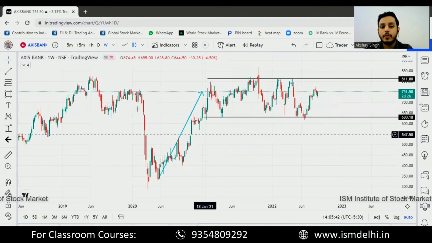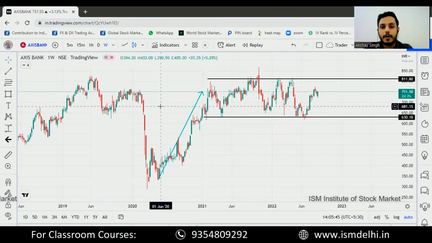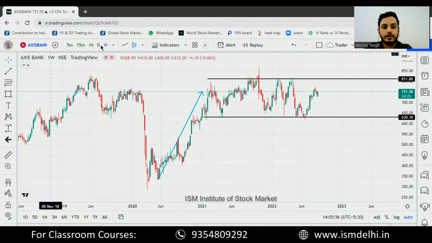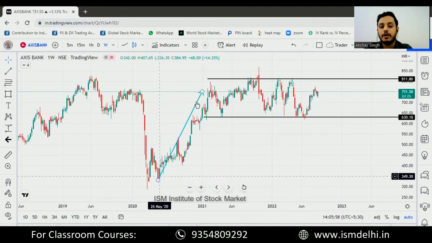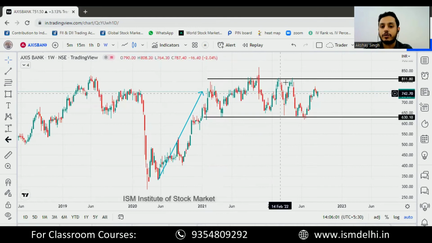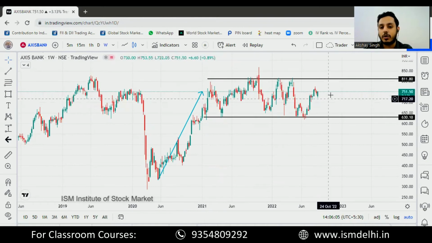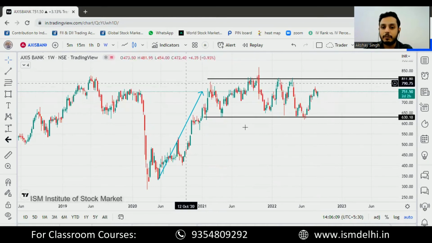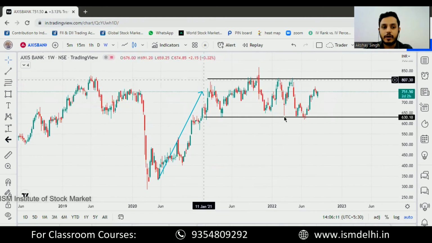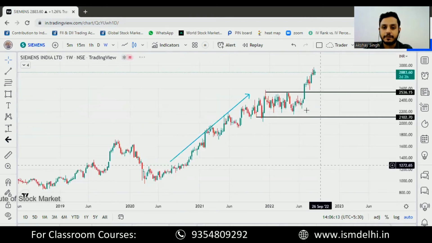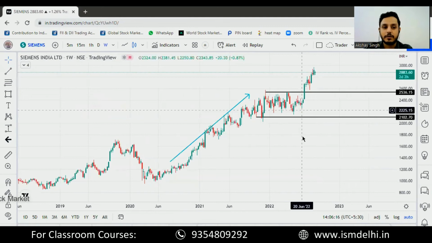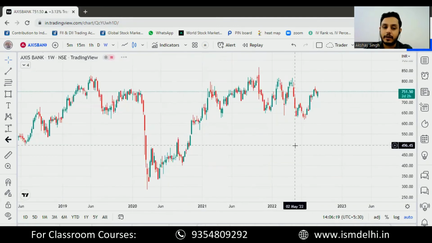So now we have seen charts where this setup has formed. Now we'll see some charts where this setup is about to form. This chart is Axis Bank, weekly time frame as usual. So an uptrend and then a consolidation. Right now price is on the upper side of the consolidation, so we can put this on our watch list to trade. It can do something like this. Axis Bank is also a good bank fundamentally.